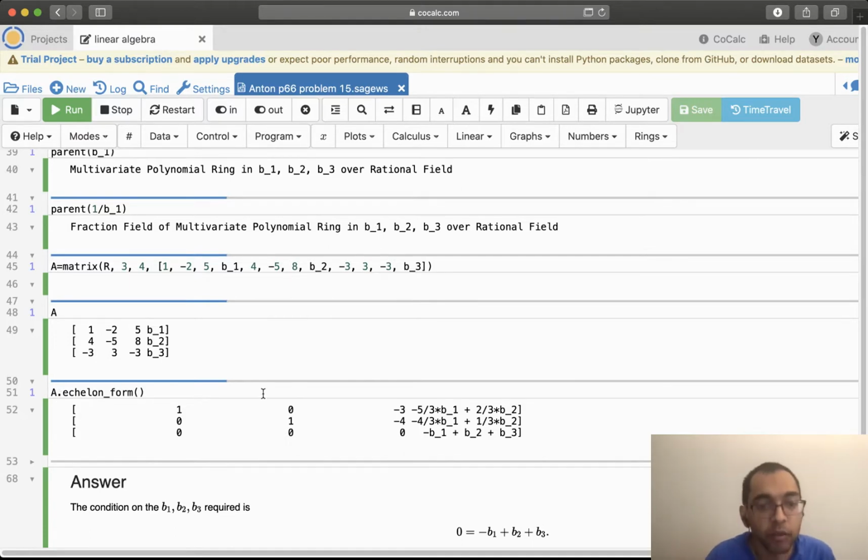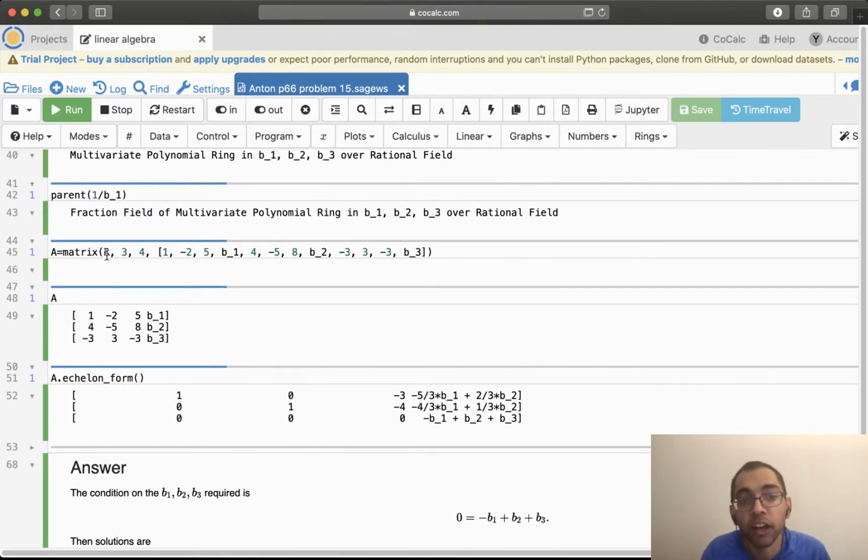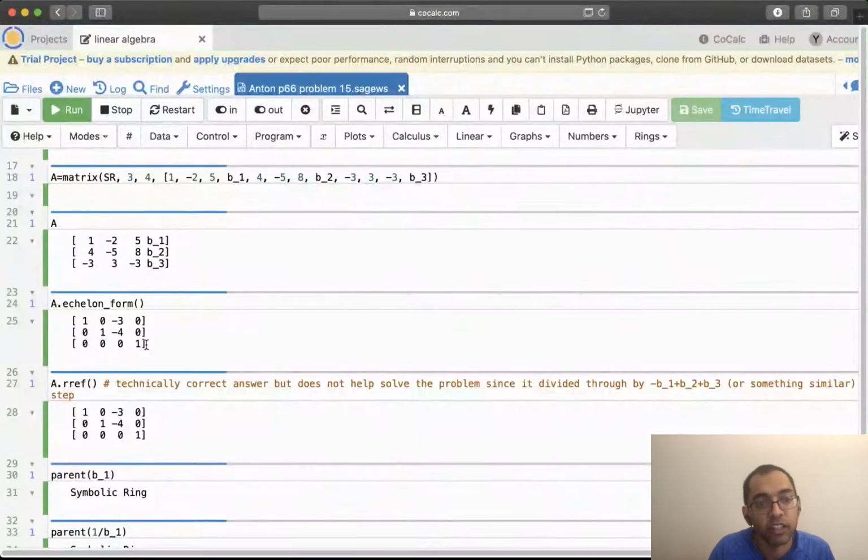And this is the answer essentially we got in class, is that the B's still appear here. What happened when I'm not working in the ring R, but instead in the symbolic ring where I can divide, is that Sage continues this process of row reduction, and then divides through by this thing, negative B1 plus B2 plus B3, to turn it into a 1, and then uses that pivot 1 to turn these things above it into a 0. And so that's how you get this answer it was giving earlier when I did the echelon form applied to A. It's 1 and then the 0 and the 0.